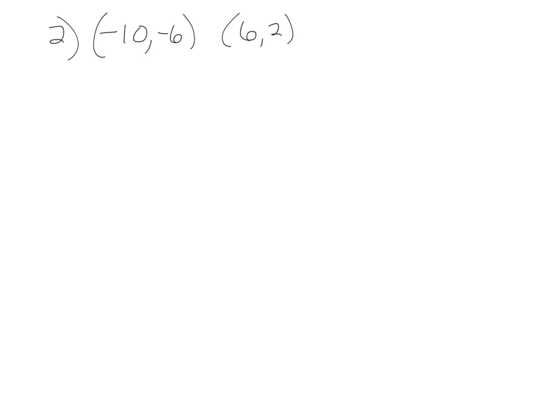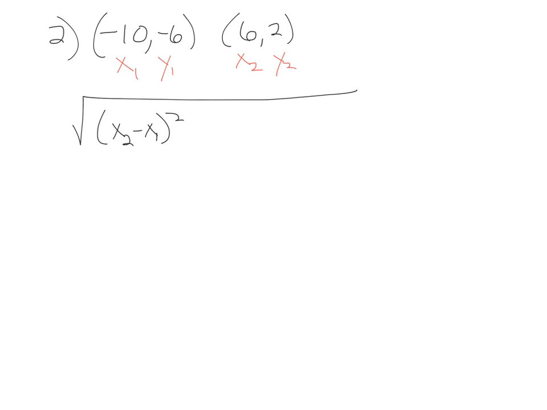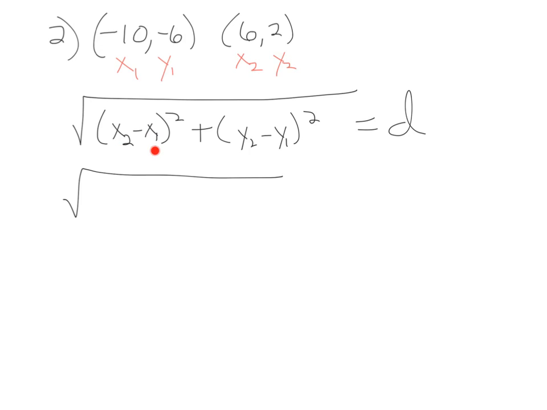You might want to label this x and y number 1, and this is x and y number 2. I think it helps to write the distance formula. Second x minus first x, quantity squared. Second y minus first y, quantity squared. And then let's take the square root of all that is d. All right, here we go. Square root of second x minus first x. 6, take away negative 10, quantity squared. Plus second y minus first y.